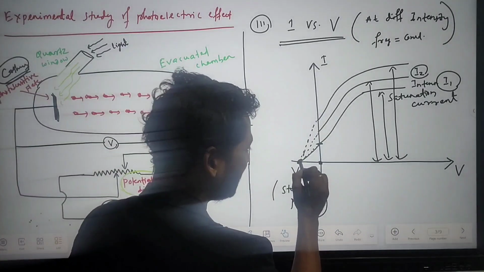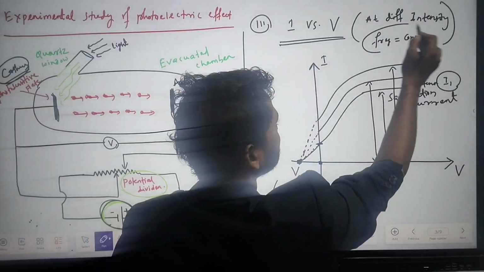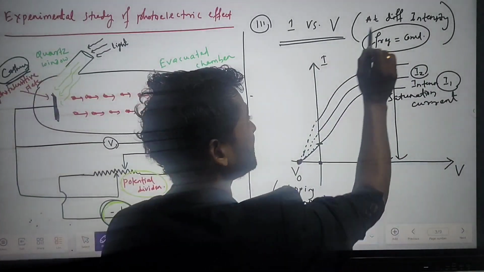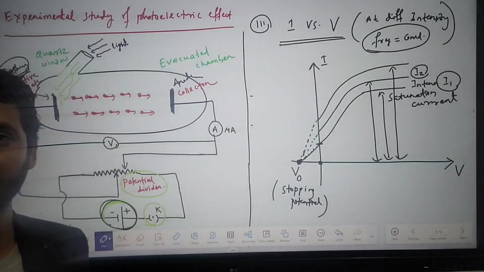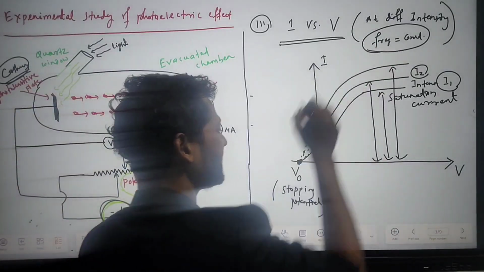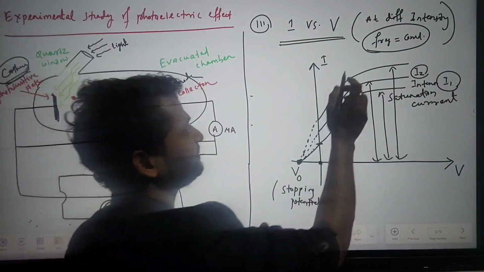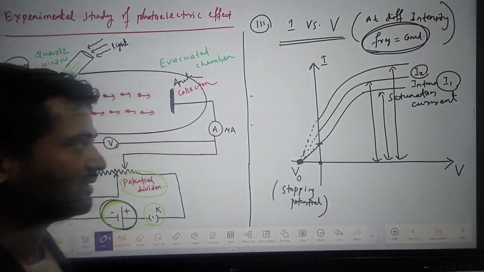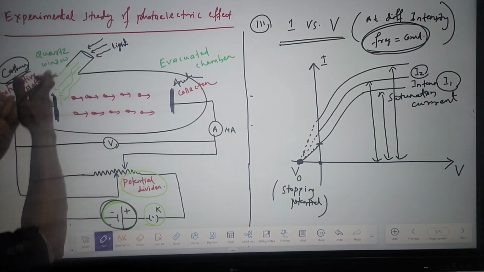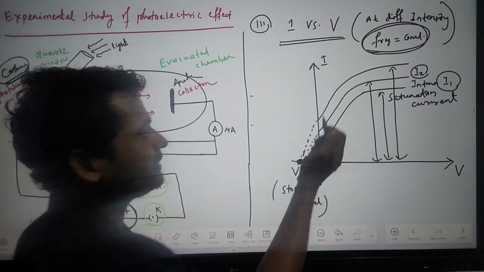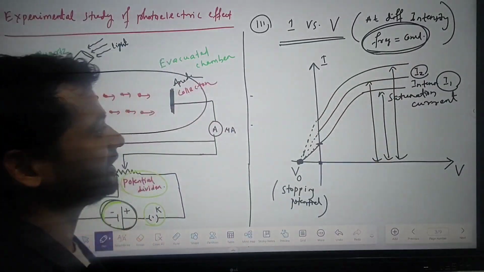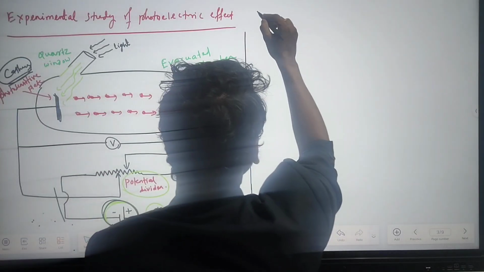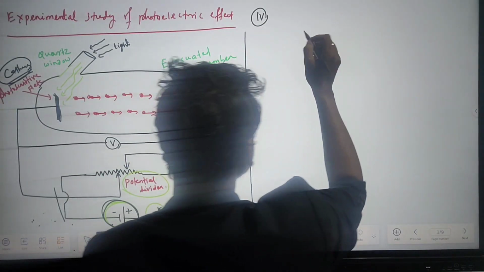Why does it happen? Since we have taken frequency as constant. As I have told in my previous slide, stopping potential is directly proportional to what? Frequency. Stopping potential is directly proportional to frequency. Since we kept frequency constant, obviously the stopping potential will be constant. Why? Because on the same metal we are taking different observations at different intensity. I hope it is clear. This graph is clear. Okay, coming to the fourth graph.